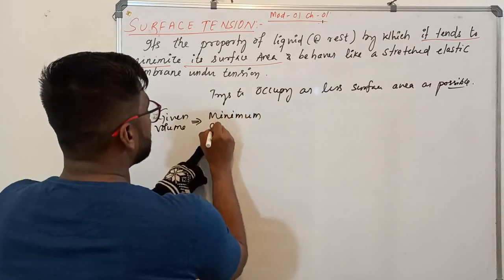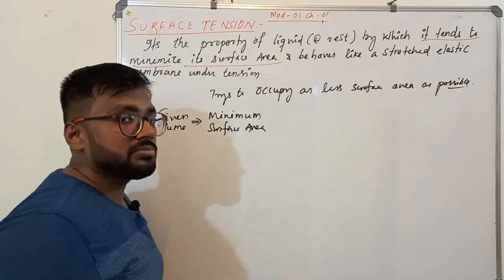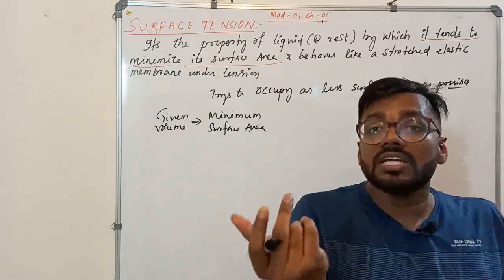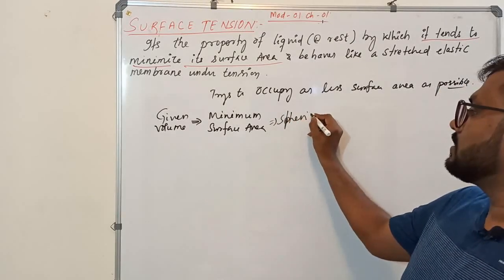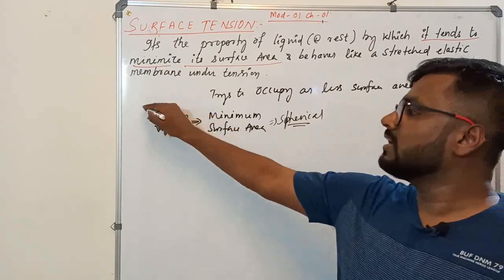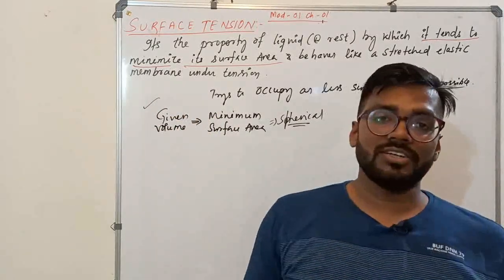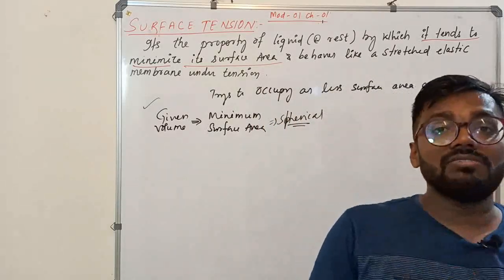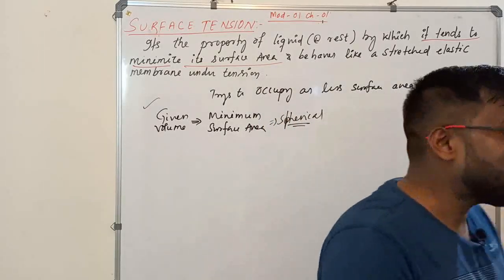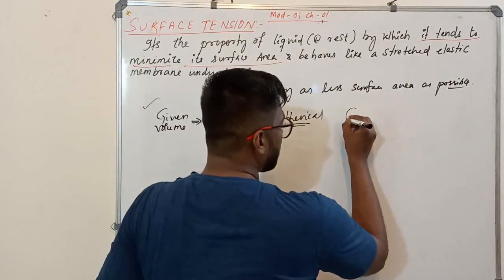Which geometrical figure gives me the minimum surface area? Which one? Spherical. So that's why you'll find the liquid drops are spherical in nature. Okay, sir, but we have seen some liquid drops become a little flatter. Why is that? It's also a very interesting thing. So you have a liquid drop.